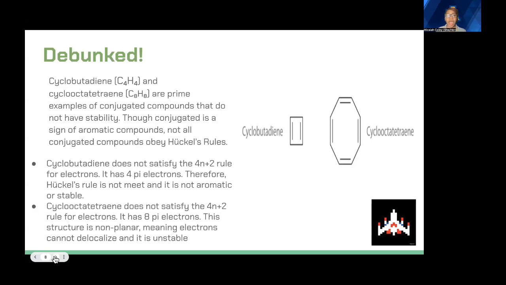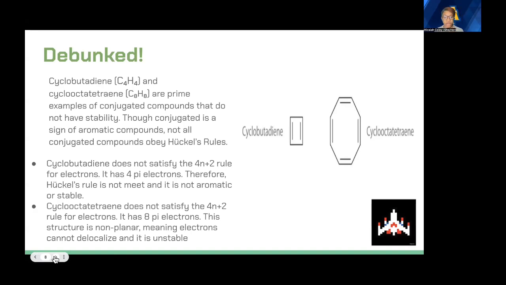But just because a compound is conjugated, it does not mean that all of the electrons are properly dispersed. So if they're delocalized or not, or even so how they interact with each other. And so these ones are prime examples of conjugated compounds that do not have stability. So just because they're conjugated with those electrons that are delocalized, it does not mean that it is stable. So for cyclobutadiene, it doesn't satisfy the 4n plus 2 rule for electrons when it comes to aromatic compounds. It has 4 pi electrons. Therefore, Huckel's rule is not met and is not aromatic or stable, but that means that it classifies as an anti-aromatic structure.